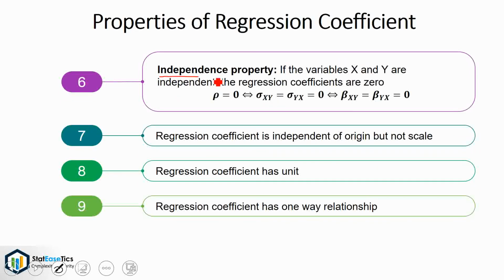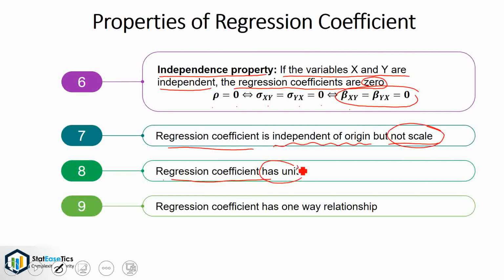The sixth property is independence property. That is, if the variables x and y are independent, the regression coefficients are 0, which is rho is equal to 0. Thus, sigma xy is equal to sigma yx is equal to 0. And hence, beta xy is equal to beta yx is equal to 0. Further, regression coefficient is independent of origin but not scale. Regression coefficient has unit. Regression coefficient has one-way relationship.